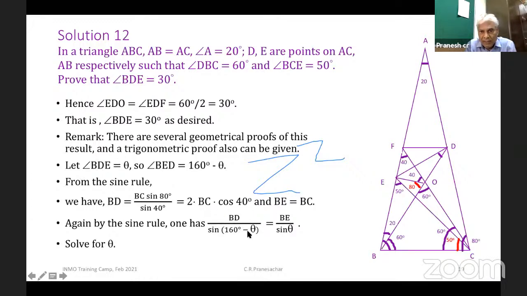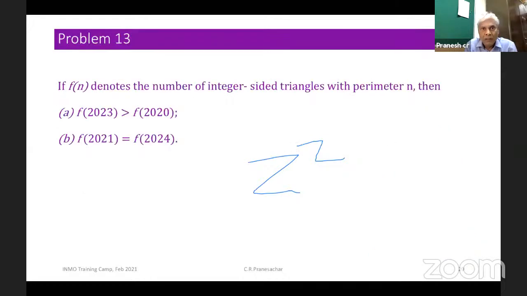Therefore, BC will get cancelled. You will get a nice equation in theta, and solve for theta, and you will get theta equal to 30 degrees. So anyway, this will be sent to you by email, so don't have to worry. Okay, we go to the next problem.